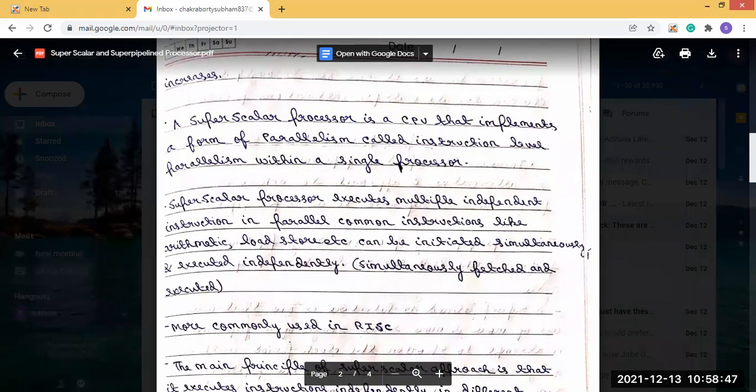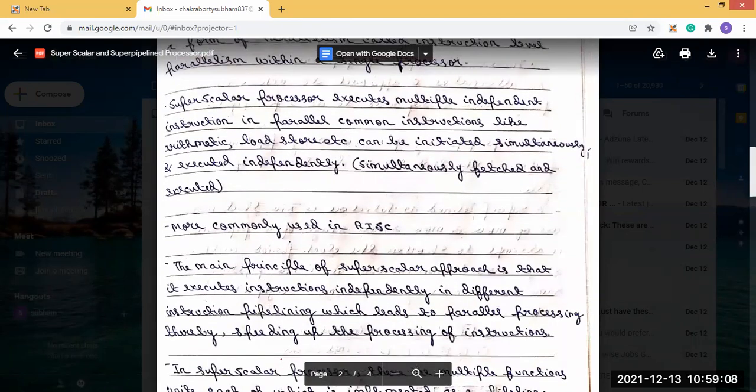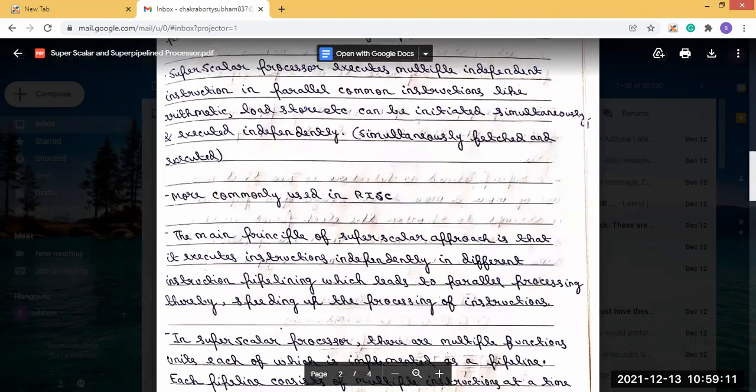And this architecture, this superscalar processing, is basically used by RISC. Now remember, reduced instruction set computer, RISC, basically uses this type of superscalar processor. This is mainly used in the RISC, reduced instruction set computer. And the main principle of the superscalar approach is that it executes the instructions independently in different instruction pipelines, which leads to parallel processing.